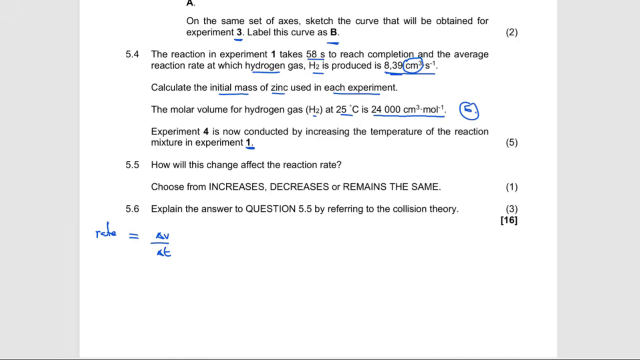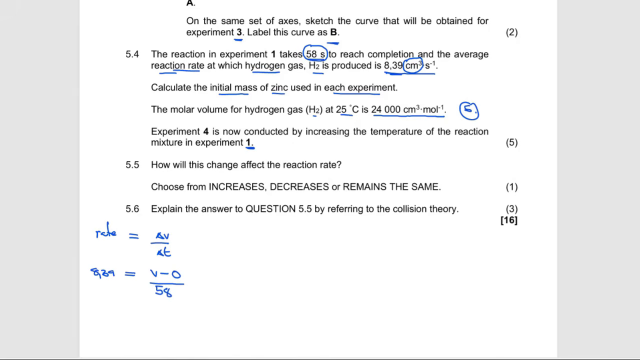The average reaction rate is that value, which is 8.39. Therefore, 8.39 is equivalent to the V. So it means the initial was what? Delta V means final minus initial, so it's V minus initial, which is 0, all over the change in time. They told us it takes 58 seconds. Therefore, all over 58.